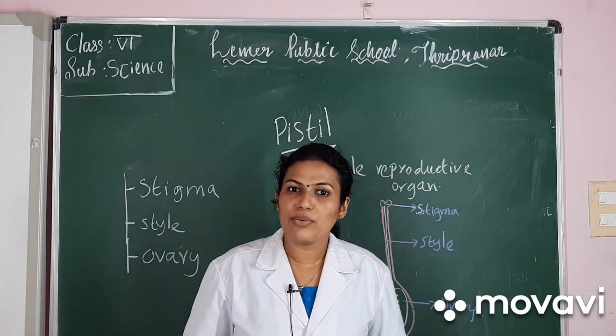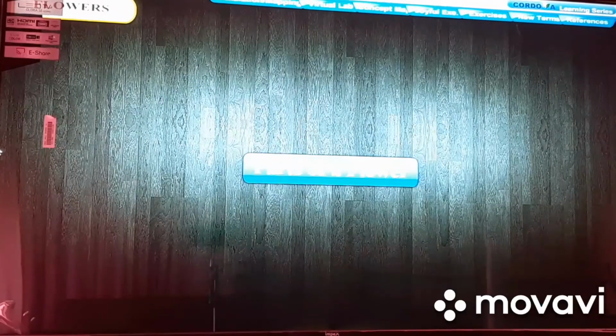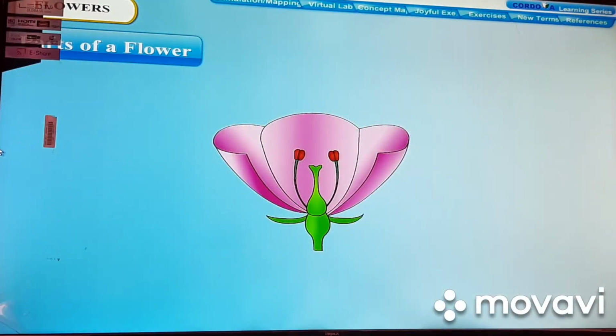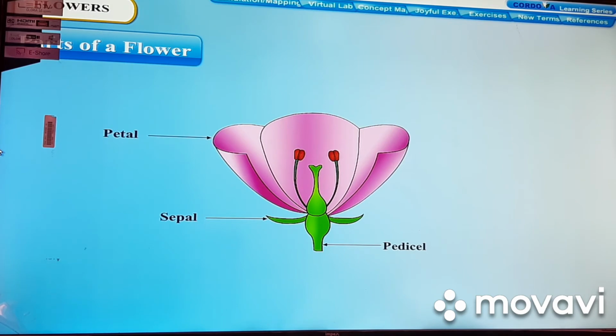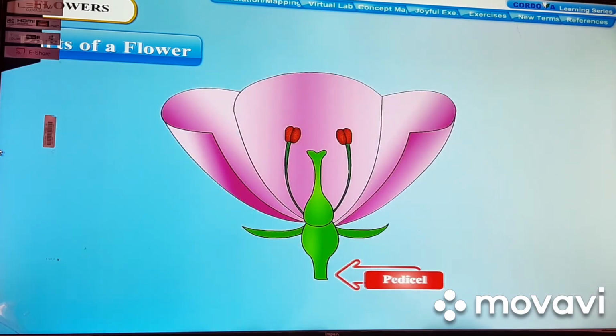Now let's summarize what we have learned in today's class with a video. The main parts of a flower are pedicel, sepals, petals, stamens, pistil. Pedicel. The flower is attached to the stem by a stalk called pedicel. The uppermost part of the stalk is somewhat swollen. This swollen part of the pedicel is known as thalamus.